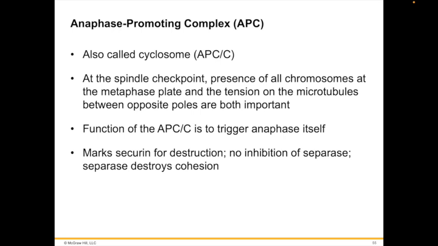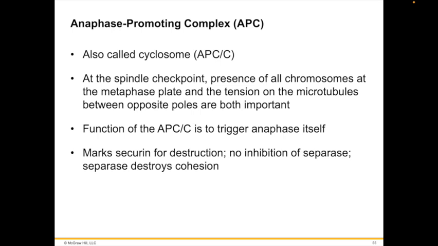The APC does not directly act on cohesin, but rather acts by marking a protein called securin for destruction. The securin protein acts as an inhibitor of another protease called separase that is specific for one component of the cohesin complex. Once inhibition is lifted, separase destroys cohesin.